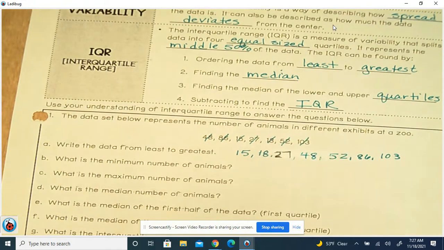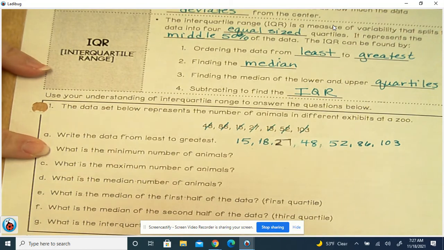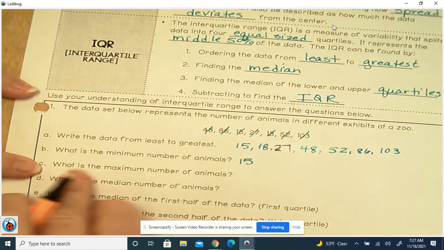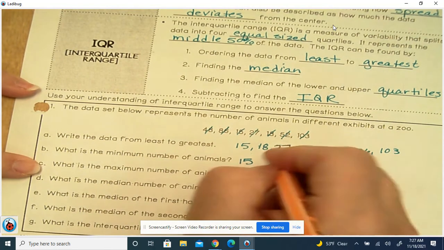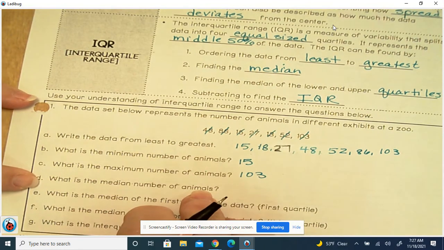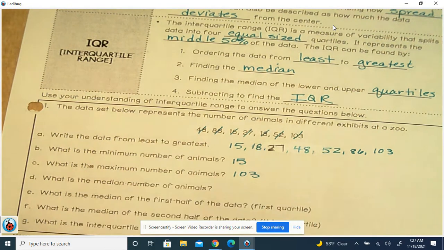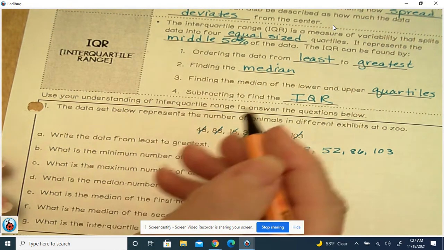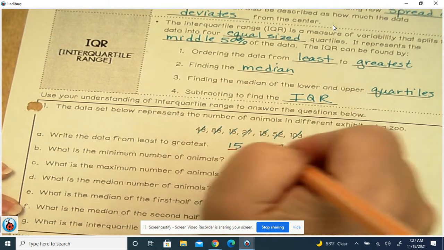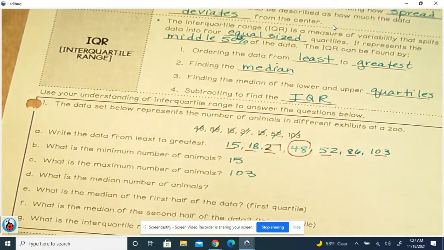All right, so we have them in order from least to greatest. What is the minimum number of animals? So the minimum number is here, which is 15. What is the maximum number of animals? Which would be 103. What is the median number of animals? And that's when we mark out, like we did before. I'm going to underline this time because we're going to need the numbers again. So the median number of animals is 48.